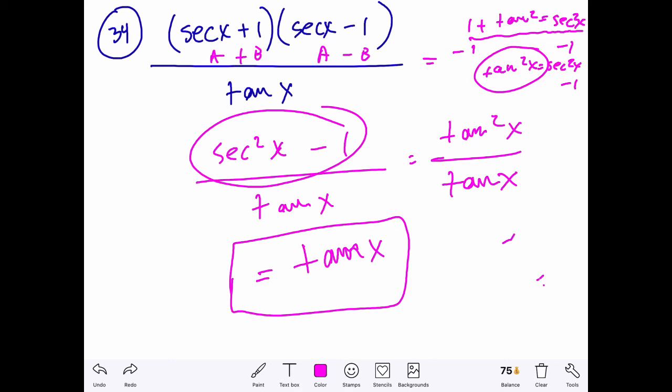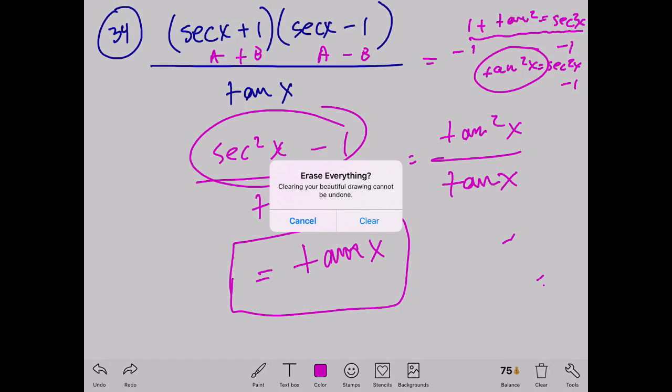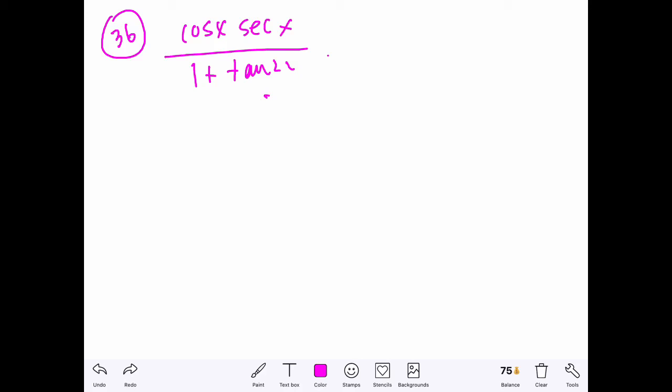Okay, let's do another one. 36. 36 says cosine of x, secant of x, over 1 plus tangent squared equals cosine squared.